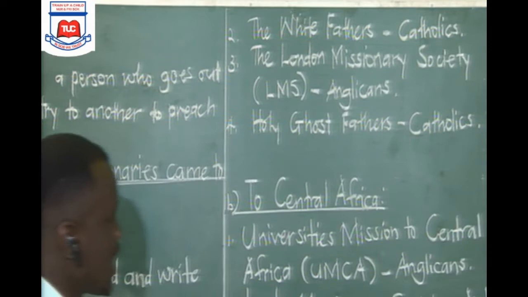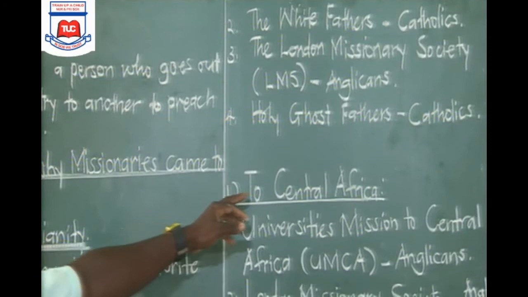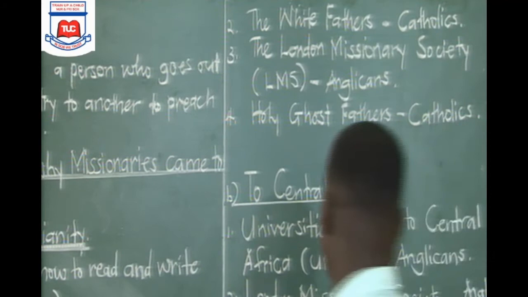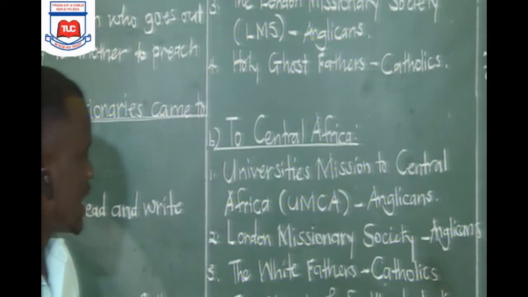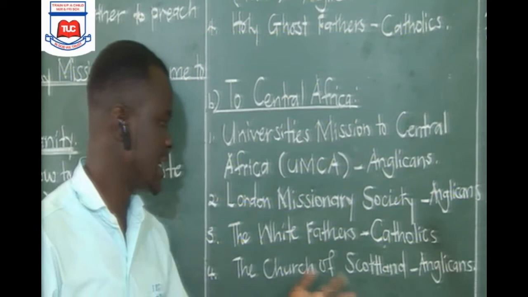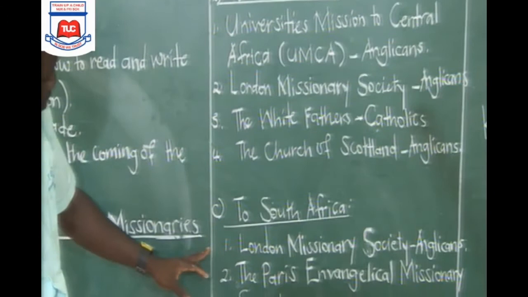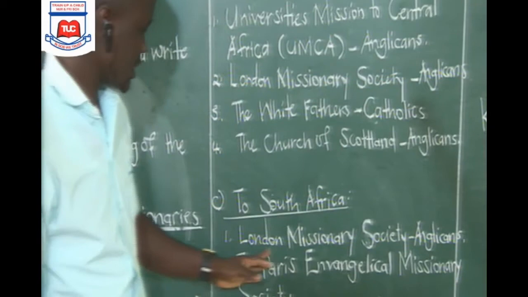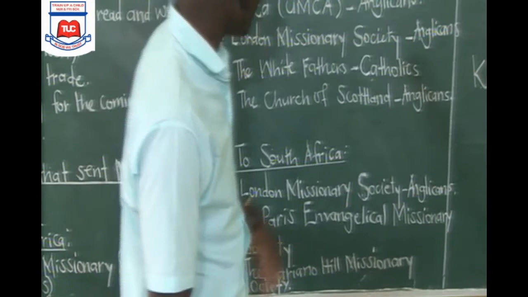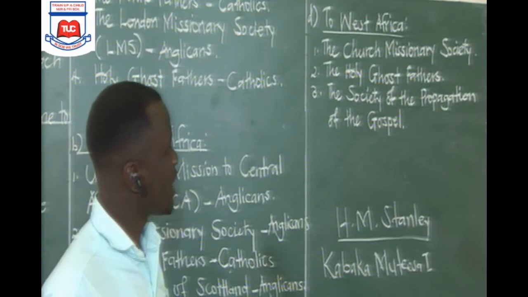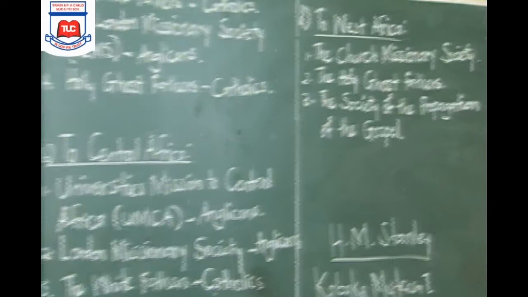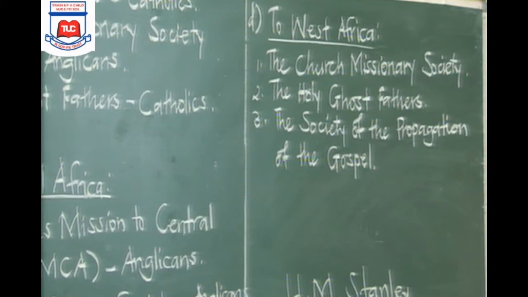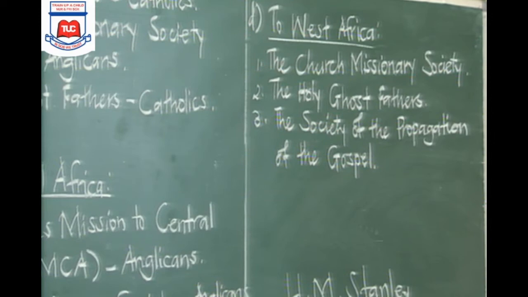Then we have the ones that were sent to Central Africa. One, we have the Universities' Mission to Central Africa, UMCA, and we are saying this one sent the Anglicans. Then we have the London Missionary Society again, the White Fathers, and the Church of Scotland Mission. Then coming to South Africa, we have the London Missionary Society, for the Anglicans, the Paris Evangelical Missionary Society, and then the Methodist Missionary Society. Then we go to West Africa, where we have the Church Missionary Society once again, the Holy Ghost Fathers, and the Society for the Propagation of the Gospel. So those are the societies that sent different missionaries to different parts of Africa.